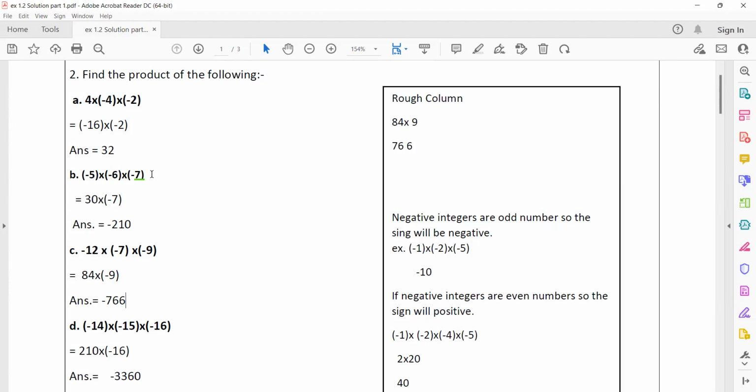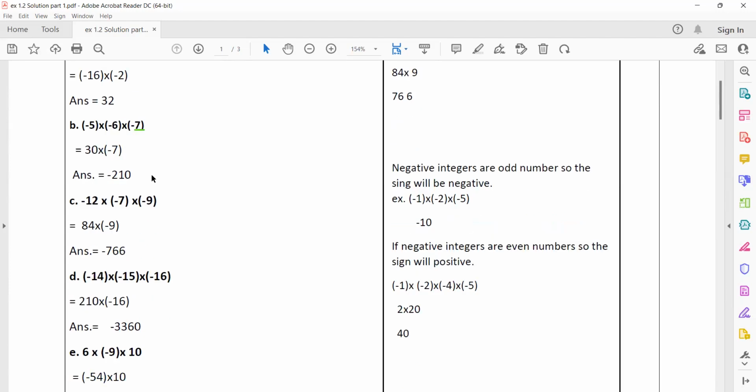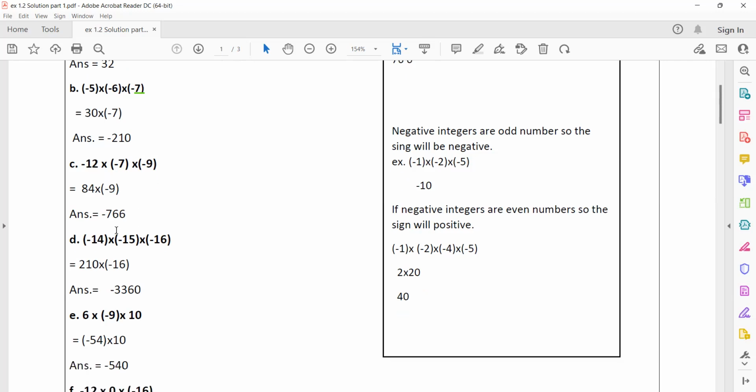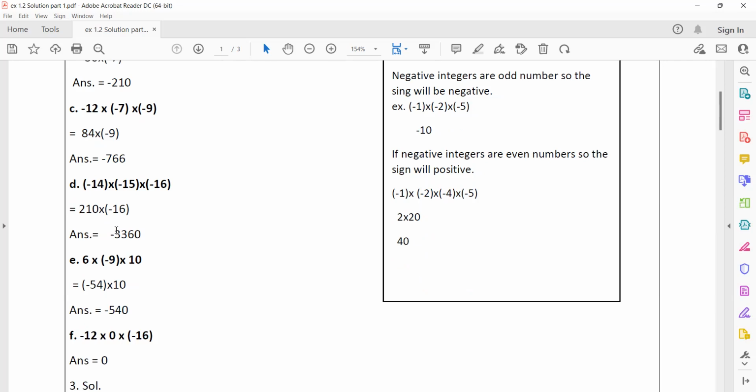Similarly, I have solved question number 2, part C. You can see minus 12 into minus 7 into minus 9. So minus 12 into minus 7, minus minus is plus, will become 84, and the sign is positive because 12 and 7 are both negative. After that, my dear students, when I multiply minus 9 with 84, I will get minus 756. The sign will be negative because 84 is positive and 9 is negative, and positive times negative is negative. Same condition goes on here.